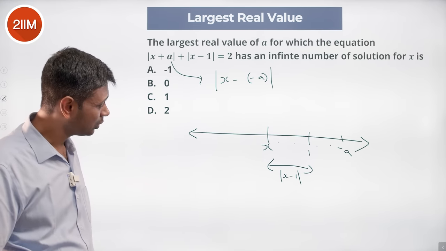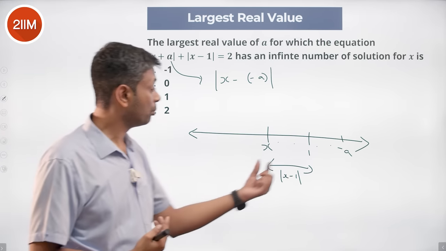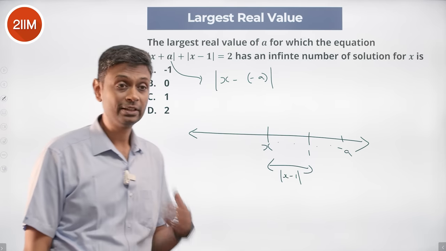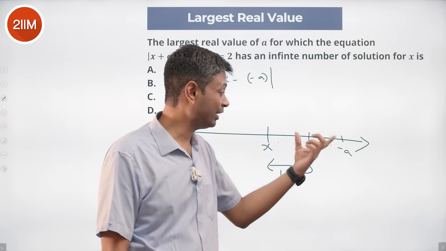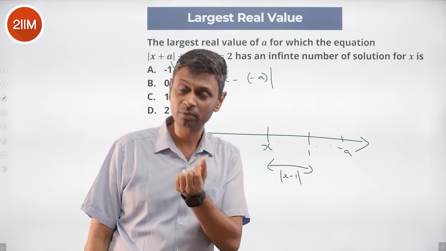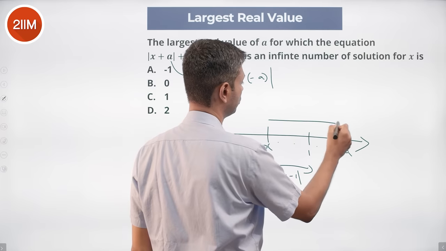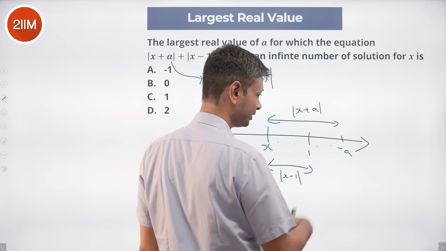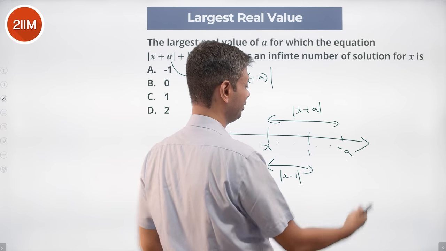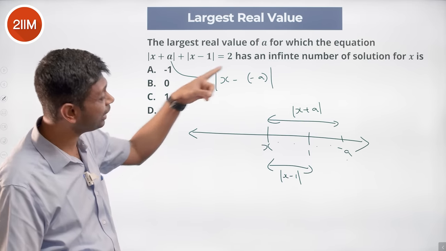And so now think about it. When will it have infinite solutions? First of all, between 1 and minus a, the distance should not be 5 or 15 or 20. It should be small, right? Because this is modulus of x minus 1, this is modulus of x plus a. If minus a were 100, this distance itself is 99. It won't have an infinite number of solutions.